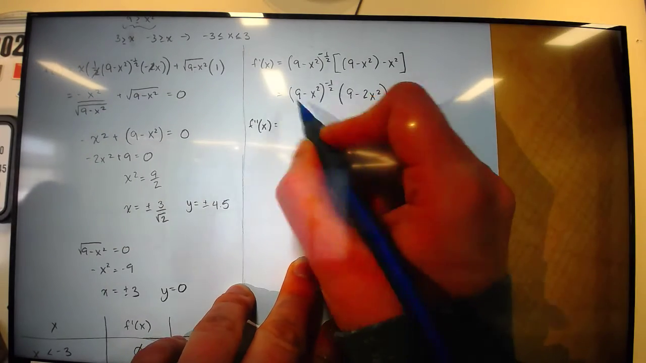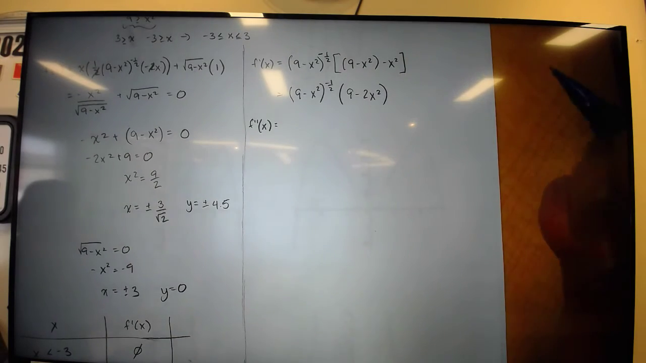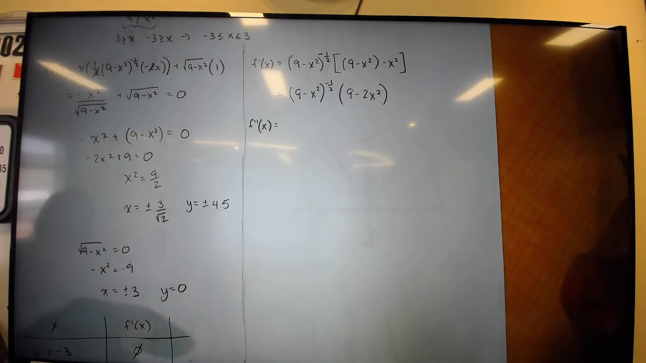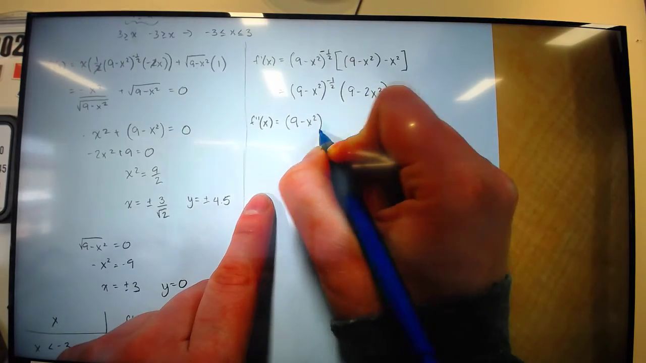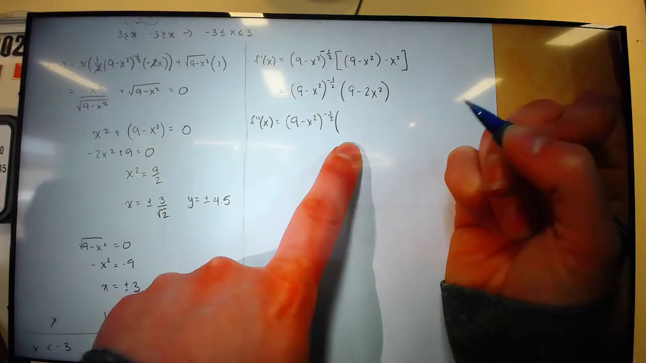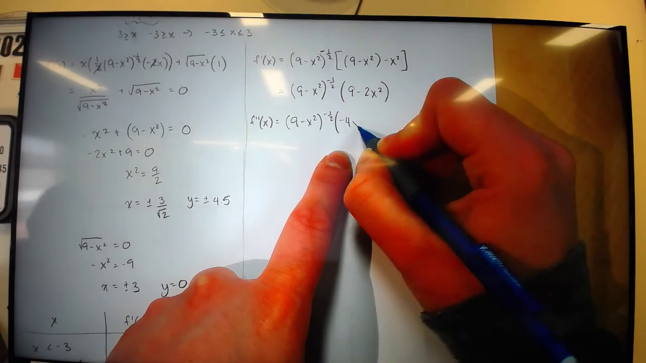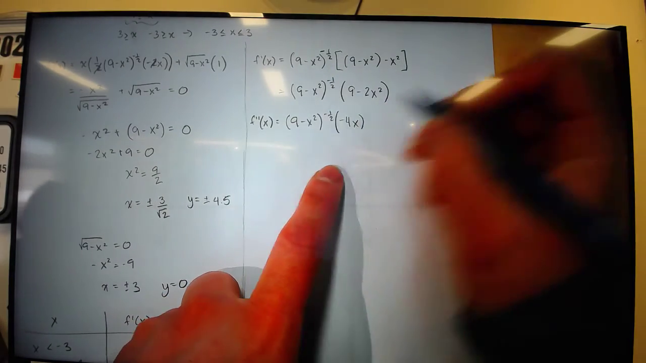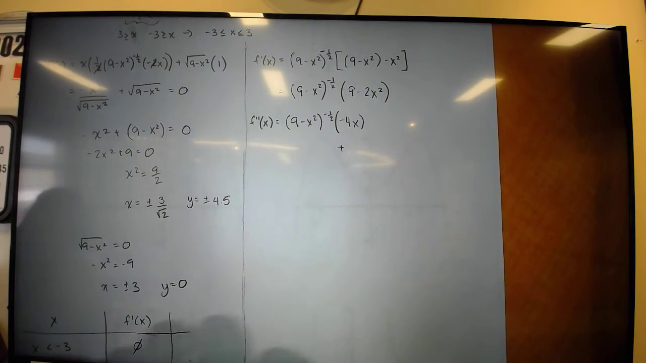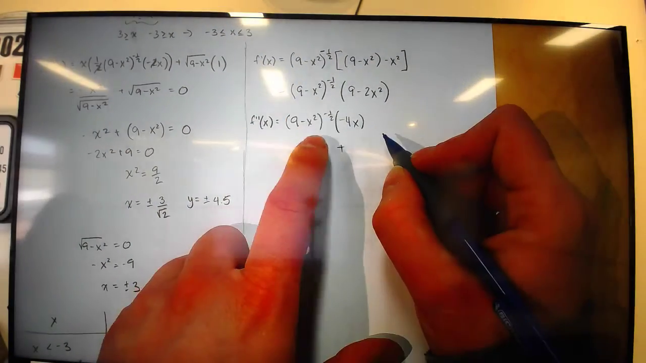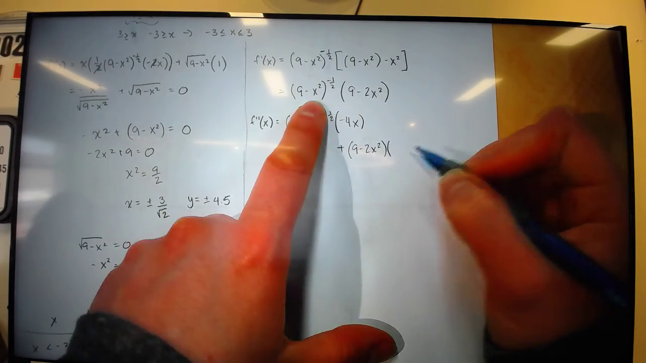we're going to take this guy, so we're going to do the first one, so 9 minus x squared to the negative 1/2 times the derivative of the second one. So the derivative of this guy is negative 4x plus, and I'm going to do it on a separate line because I know I'm going to run out of room. The second one, so 9 minus 2x squared times the derivative of the first one.